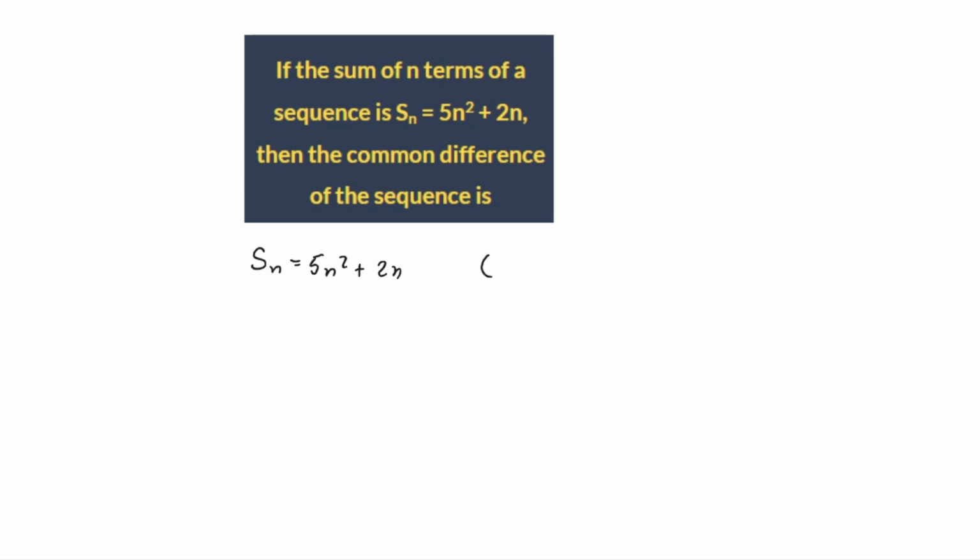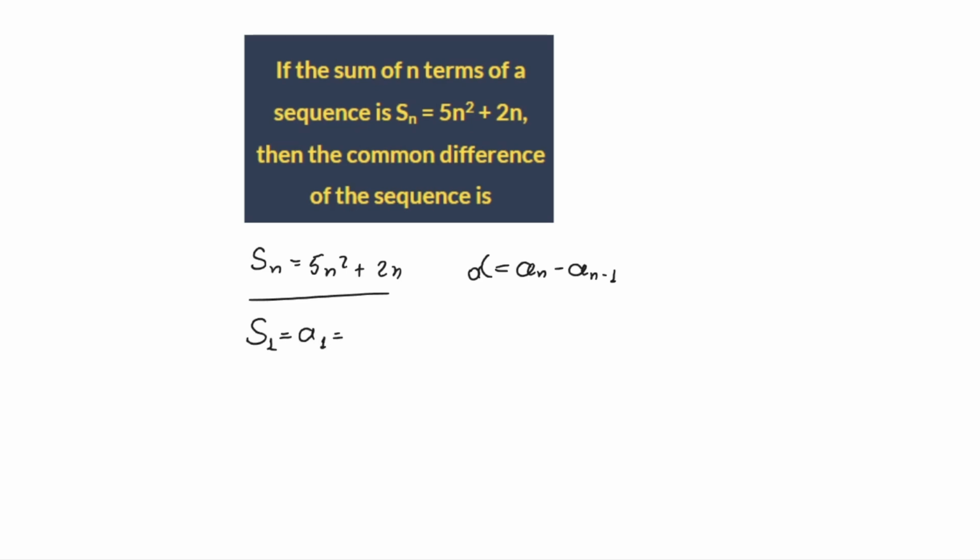Here is the formula: the common difference equals a n minus a n minus 1. So, for example, second term minus first term. So, we should find the second term and the first term, but how? Look at this equation. We can find the sum of the first term. So, the sum of the first term is the first term itself.